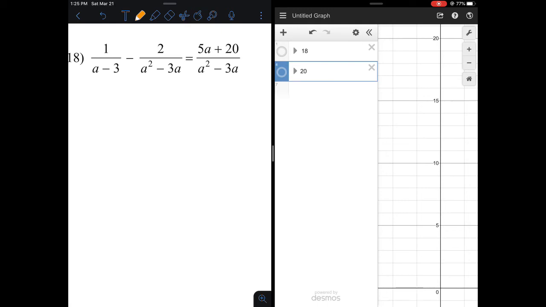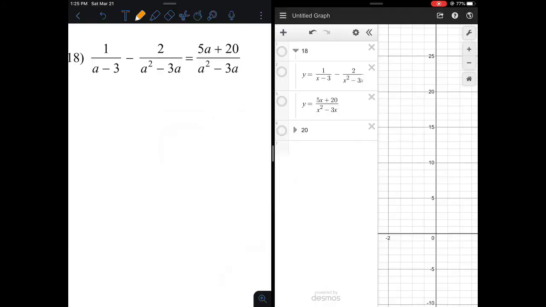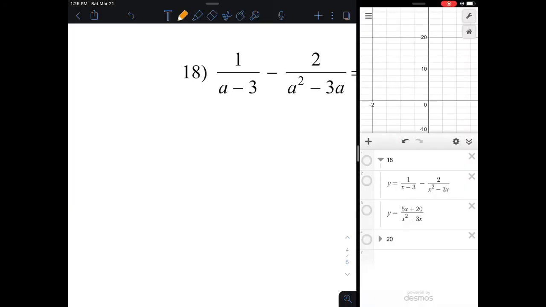But no matter what the kind of problem is I'm trying to solve, I can always use the technique of solving by graphing. And I don't like that view. I like this one better. So I'm typing in my two functions here. Now let me get two different colors.